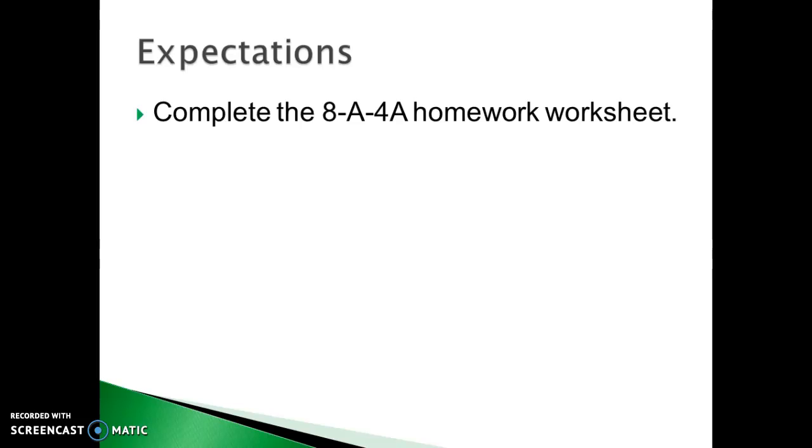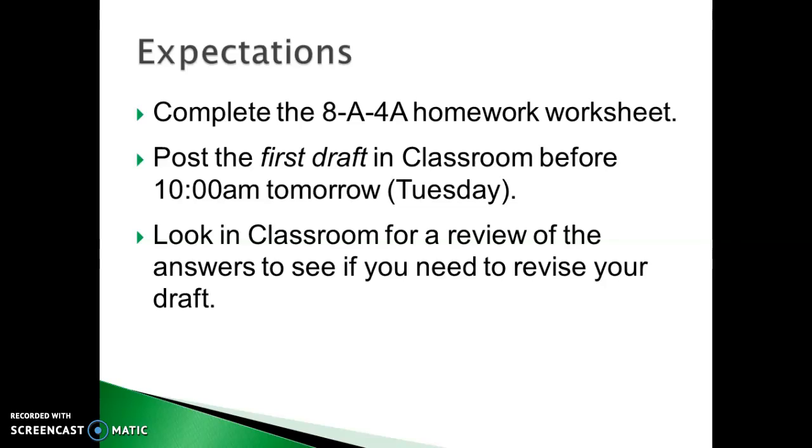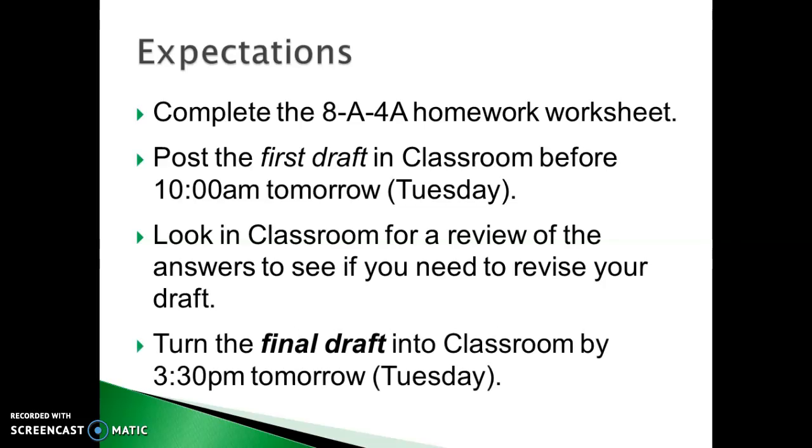So the expectations that I have for you are, I would like you to complete the 8A, 4A homework worksheet, and that's going to be your first draft. So have that first draft to me by 10 a.m. tomorrow morning, which is Tuesday. Next, you're going to look in Classroom for a review of the answers to see if you need to revise your draft. Just like we did last time, I'm going to try and copy and paste some images of people's work to see would you change your answers based upon other people's answers. So then once you've gotten to your final draft with all the correct answers that you think are true, then you're going to turn that into Google Classroom by 3:30 p.m. same day tomorrow, which is Tuesday.